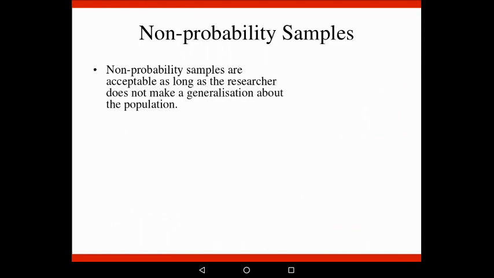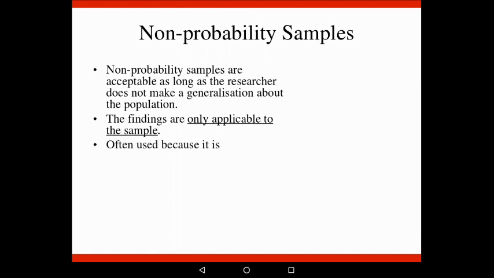Non-probability samples are acceptable as long as the researcher doesn't use the information to make generalizations saying, well, everyone in the population thinks this way. No, it's just you didn't use a representative sample that represents everyone. You've just taken conveniently who you know. So it's not applicable to the whole sample. It's only applicable to those. So it's only applicable to your sample that you chose. It's not applicable to the whole population.